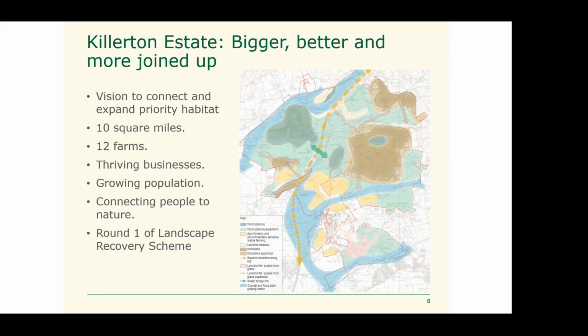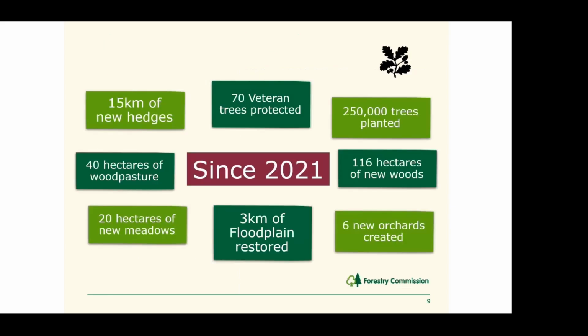We have 12 farms which we're working with. All their businesses are thriving, but we're there to support them. We've also got a massive growing population around Exeter, so potentially 50,000 new homes in the next 25 years going to be built around the estate. So we're important, like how do we connect people to this landscape? And the final thing about Killerton is we're part of round 1 of Landscape Recovery, which is DEFRA's top tier of ELMs. So we've just submitted that. That's something that we'll look at, a 20-year scheme for our tenant farmers here at Killerton. But I wanted to just go through what we've achieved over the last 4 years, so you can see the scale of change at Killerton.